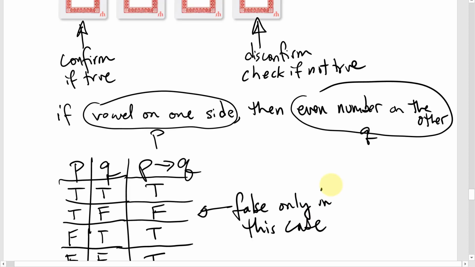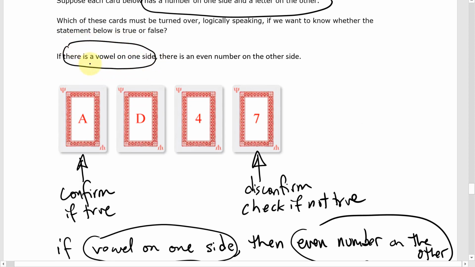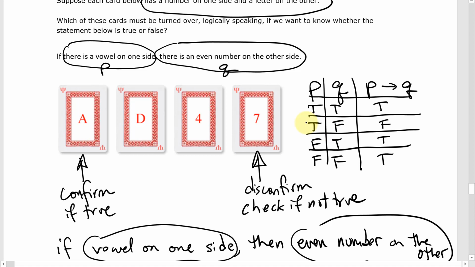So as we go through and check each of these cards, there's the statement P, then there's an even number on the other side. This is the statement Q. Looking at this one, there's a vowel on one side because there's an A. So you do have to flip this one over because you want to make sure that the Q is not false, right? Because the P is true. And if Q is false, there's not an even number on the other side. If there was a 3 on the other side, then the statement would have been false. So you definitely have to flip that one over. That's no big deal. That's no problem.